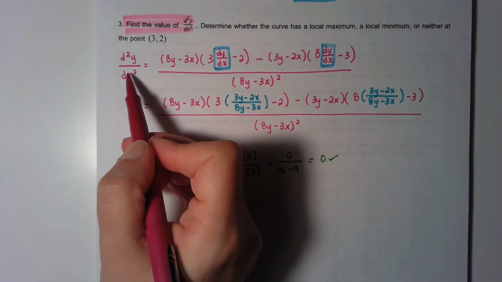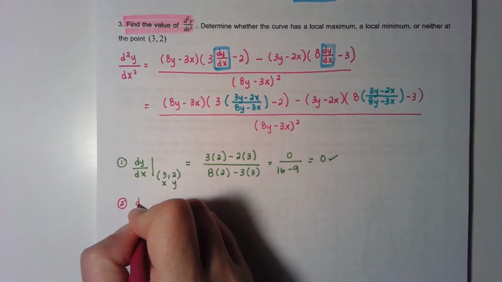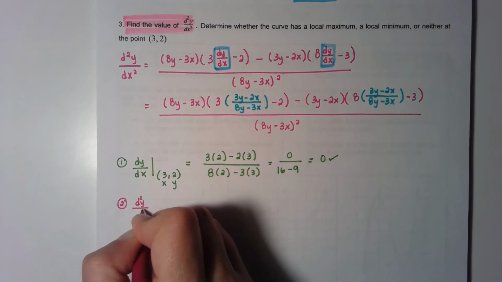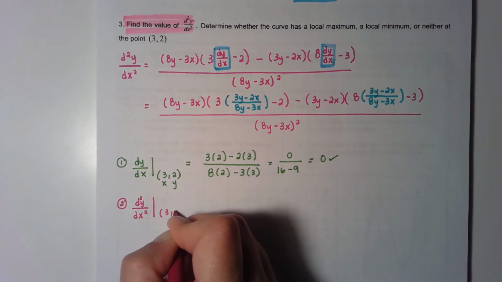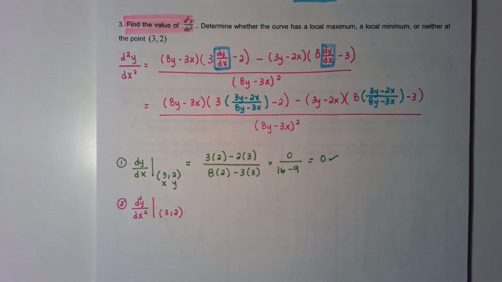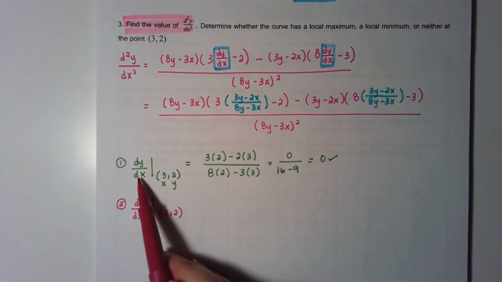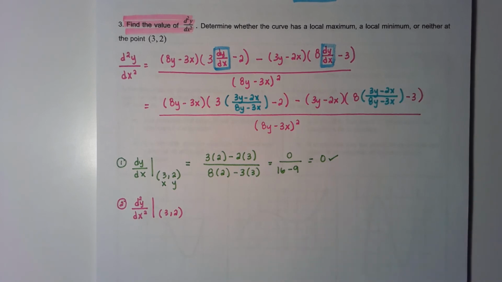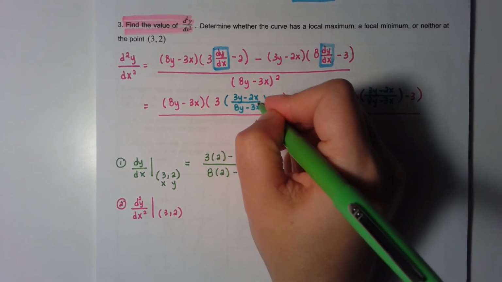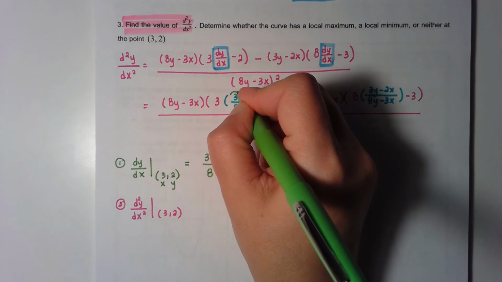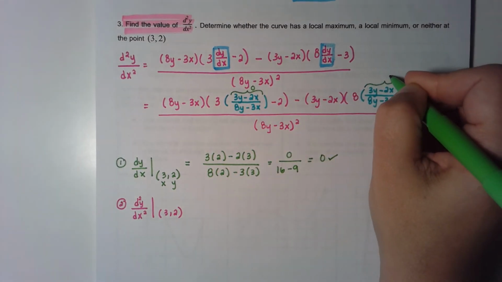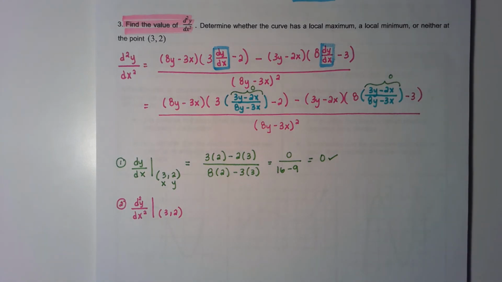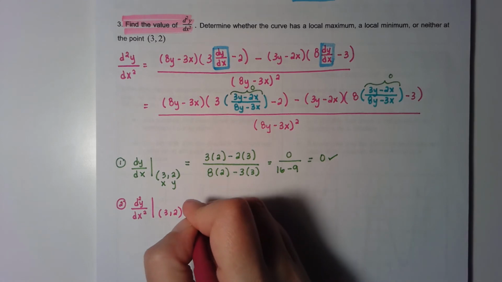And you'll notice I'm using pink because I'm going to go back to this equation that I already wrote. So d squared y over dx squared evaluated at 3, 2. Now remember, we just found out that the first derivative is worth 0. So that means that in this equation up here, this part of the equation right here is going to be worth 0. And this part of the equation right here is going to be worth 0 because that's the first derivative. So that's going to make my life a little bit simpler when I go to plug in these numbers.